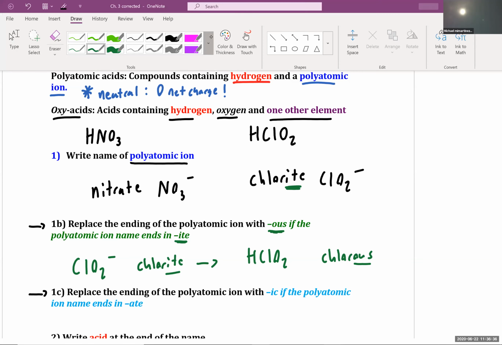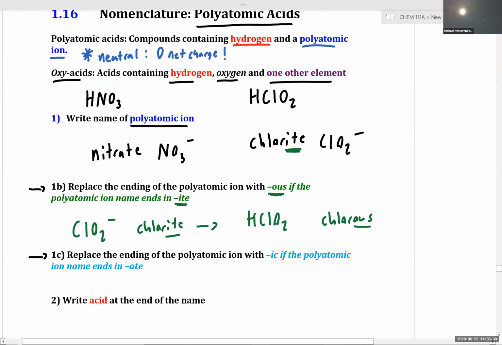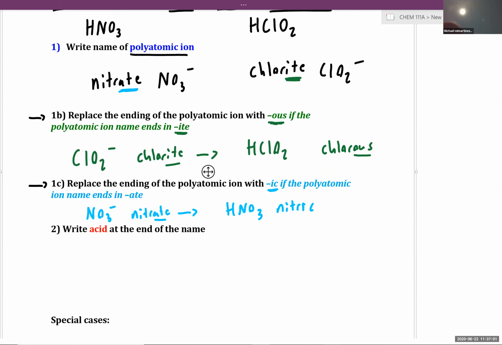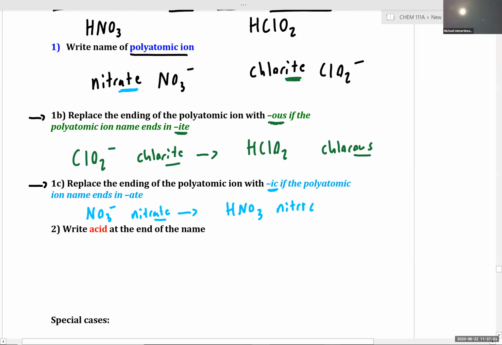If your polyatomic ion name ends in ATE, you replace the ATE with IC. So for example, nitrate, ATE. If it's a polyatomic acid, we name it as nitric. Finally, we write acid at the end of the name.